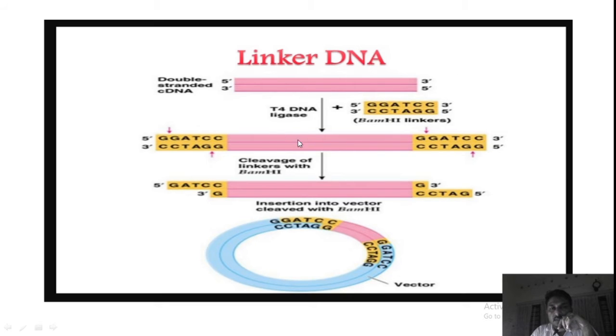So this is the gene of interest and this is the ligated linker DNA. Okay, linker DNA, gene of interest, linker DNA. This linker DNA also has a BamH1 restriction site within it. Then you have to treat it with the BamH1 restriction enzyme, so that BamH1 will cut on both of the linkers. So here you will get a sticky end, and here also you will get a sticky end. That is, restriction sites are opened. Then you can introduce it into the vector that is opened with BamH1.